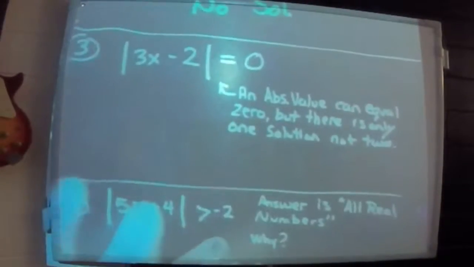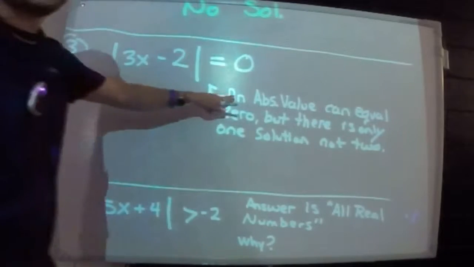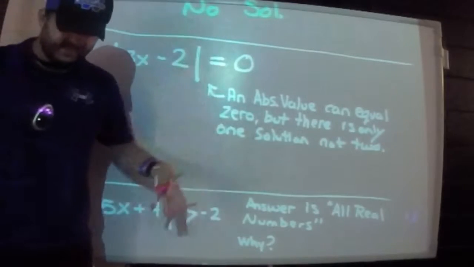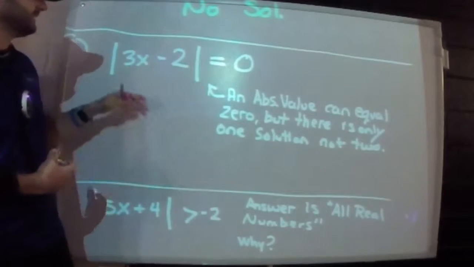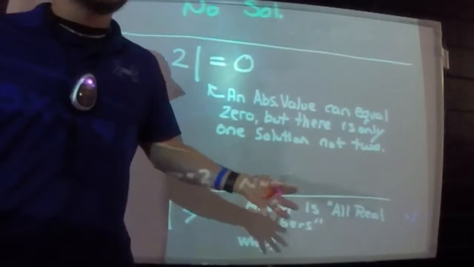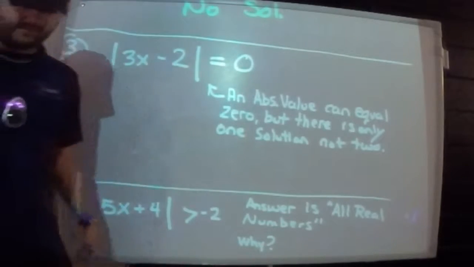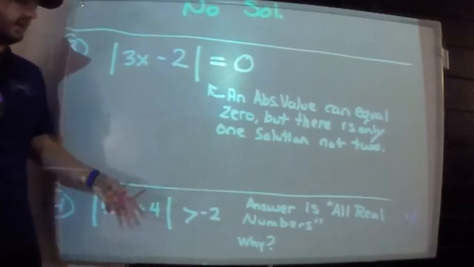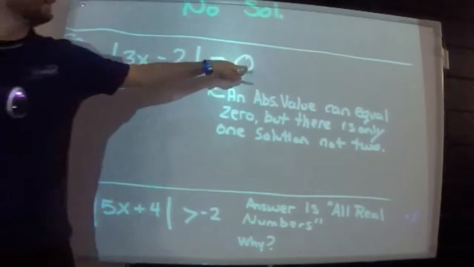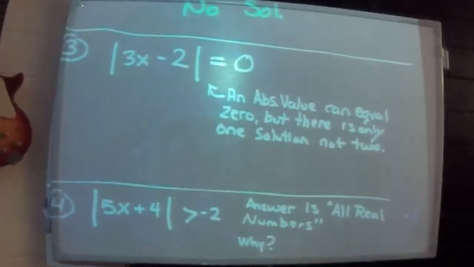Now, this one's different. An absolute value, a distance, can be 0. If I'm standing here and I don't move, I'm going 0 distance. I'm not going to go negative distance. If I move, I go positive distance. If I'm standing here and I go backwards, I still moved a foot. I didn't move a negative foot. So you can have an absolute value equal 0.